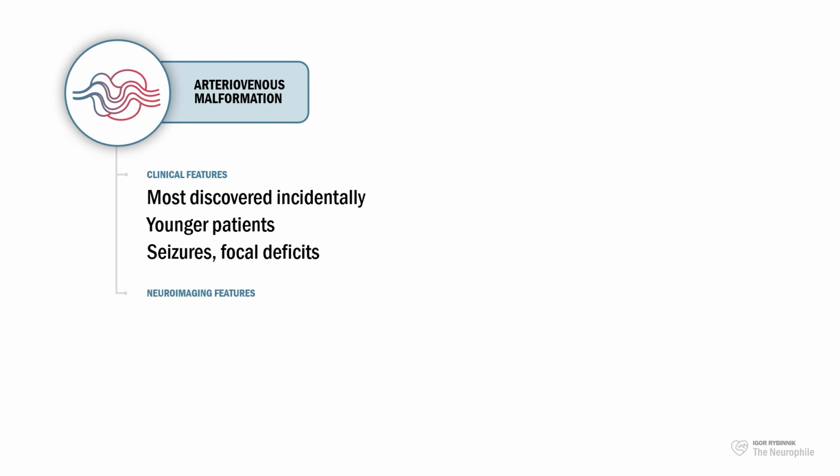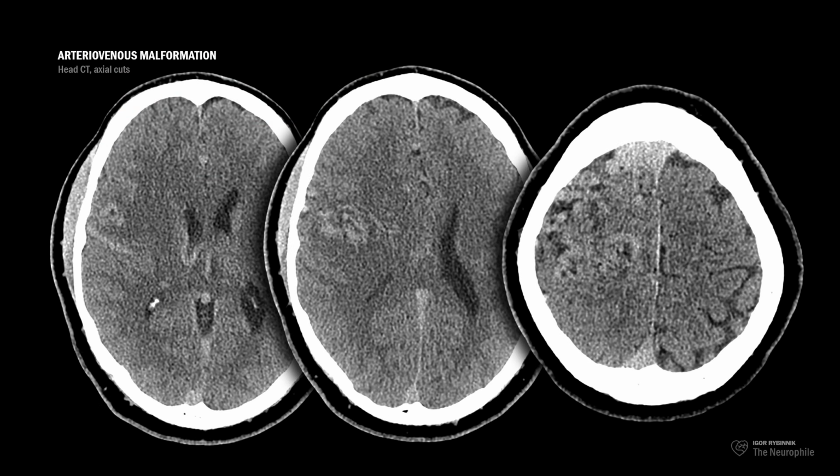What are the neuroimaging features? Here's a non-contrast head CT with axial cuts through the basal ganglia and frontoparietal region. Take a close look at the scan and see if you notice anything unusual. What stands out? In the middle image, you'll notice some wonkiness with the midline. It's shifted to the left. This tells us that there's something in the patient's right hemisphere that's exerting mass effect.